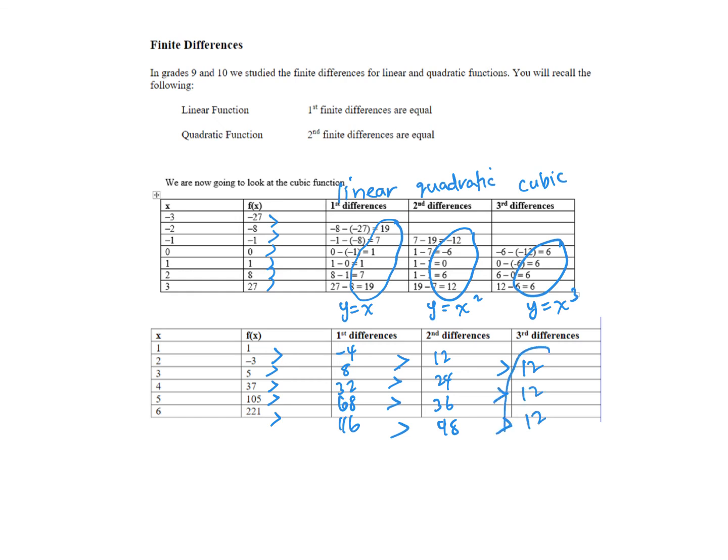Once I get that constant value, that tells me the degree. That tells me it is a cubic function. If I wanted to know if the leading coefficient was positive or negative, that's going to be determined by whether that constant value is positive or negative. Since 12 is positive, it's going to have a positive leading coefficient.